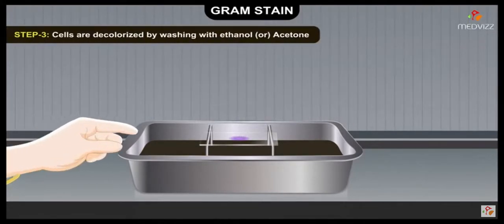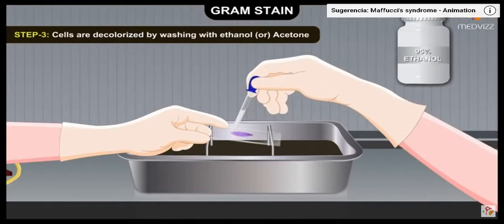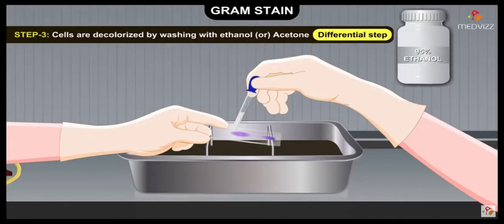The cells are then decolorized by washing with ethanol or acetone. This is the differential step. Gram-positive bacteria retain the crystal violet, whereas gram-negative bacteria do not. Ethanol or acetone should be added drop-wise, with the slide tilted at an angle, until the drop coming off the edge of the slide just starts to become colorless.